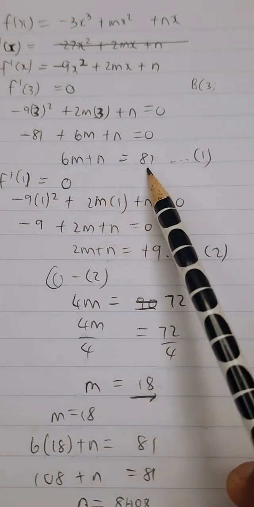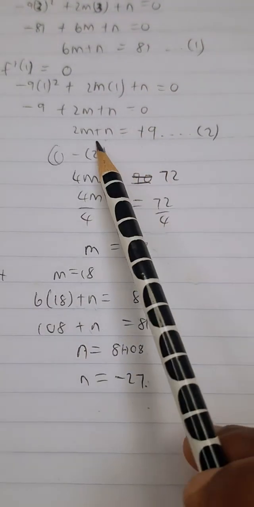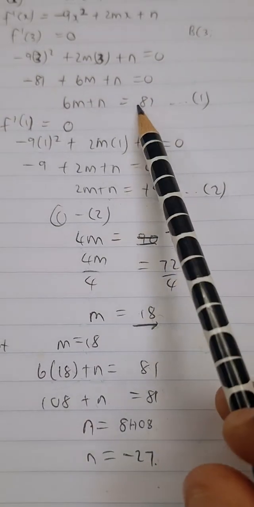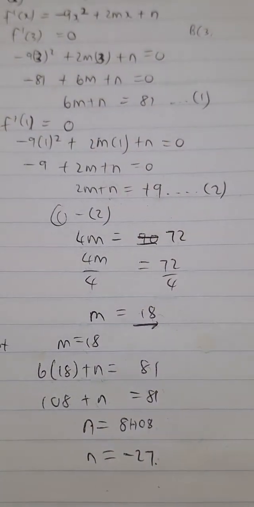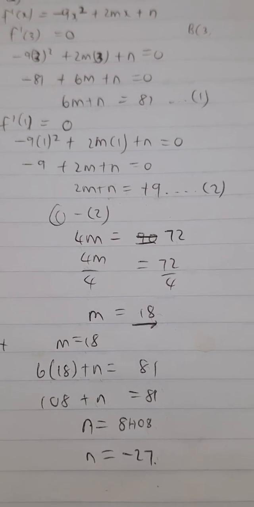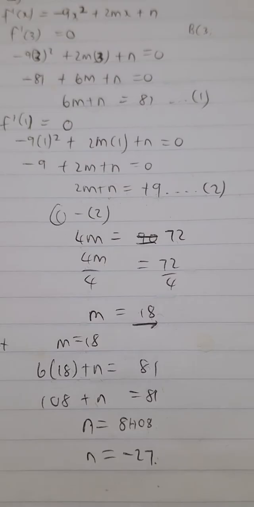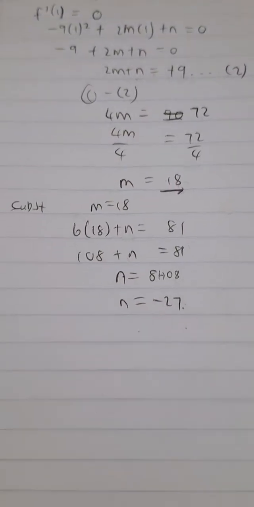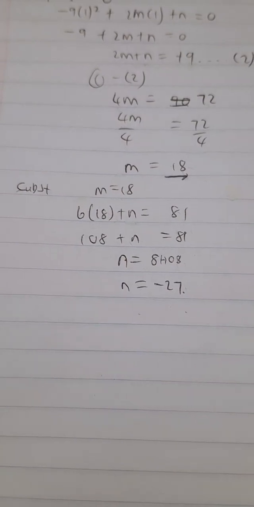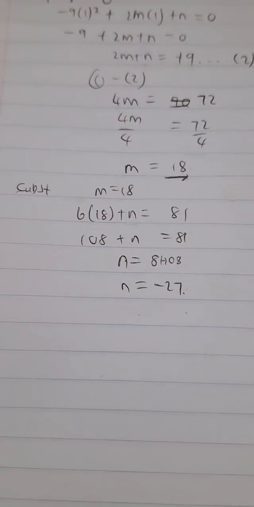Hence, you get two equations, the first one being 6m plus n is equal to 81, the second one being 2m plus n is equal to 9. And then you solve the two equations simultaneously, because they contain your variables m and n, which are unknowns. So that's why we find ourselves using simultaneous equations in a question on cubic functions. Make sense?